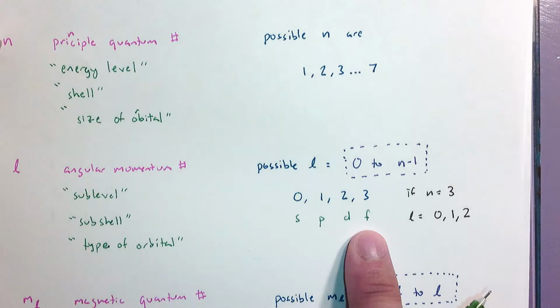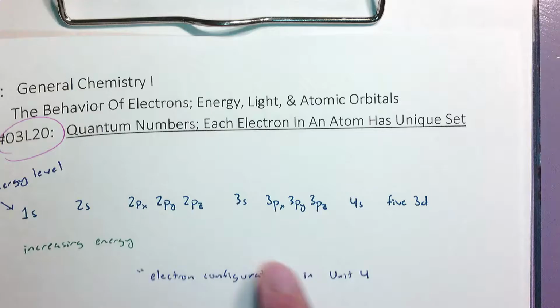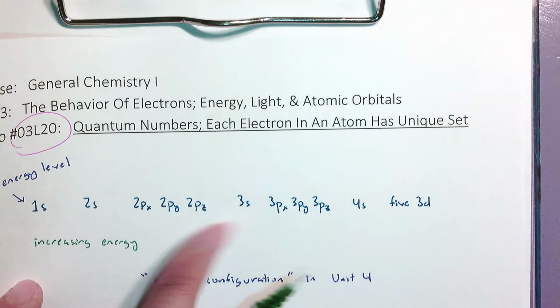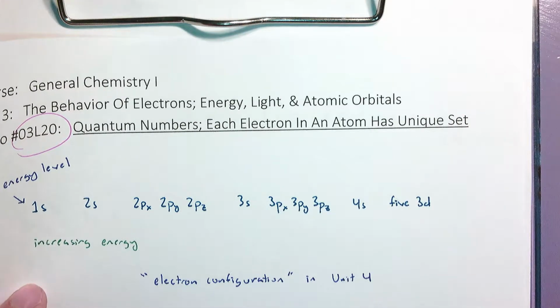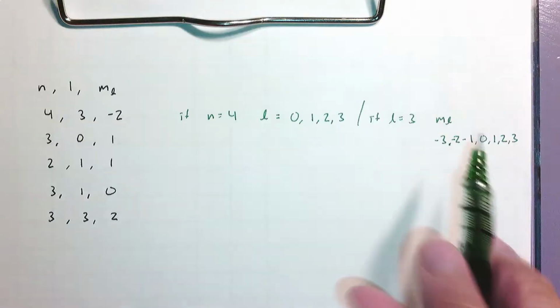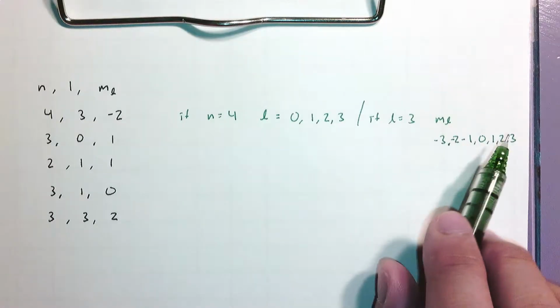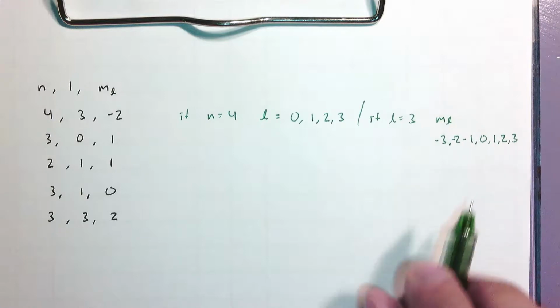And I didn't list it up here, but you have 3 p orbitals, you have 5 d orbitals, you have 7 f orbitals. 1, 2, 3, 4, 5, 6, 7. Okay.